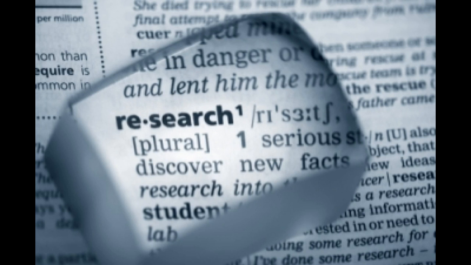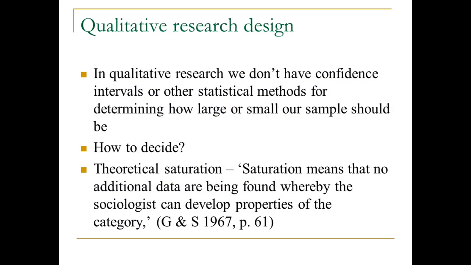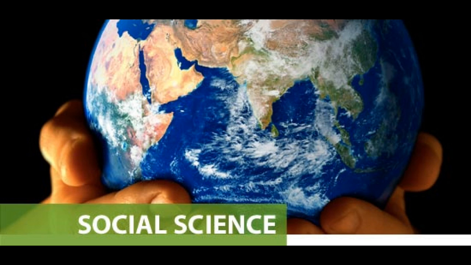And there are statistical means and reasons why we assign those sorts of margins of error in quantitative research. Now, in qualitative research, we don't have confidence intervals or statistical methods for determining how large or small the sample size should be. How do you decide? You decide when you reach theoretical saturation. So your investigation as a qualitative researcher is led by the data. And the point at which you know that you don't have to collect any more data is that when you go to collect more data, no new information is being found.